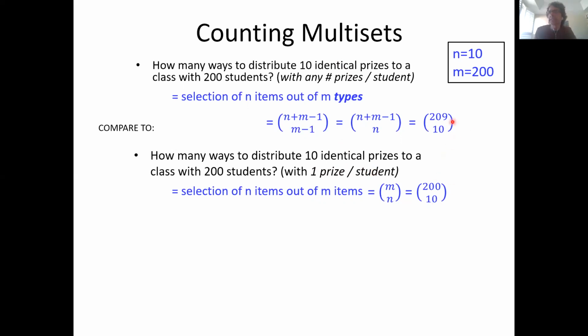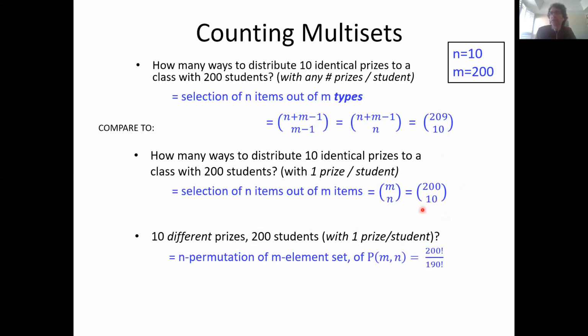This, by the way, is a smaller number, right? Because if you are allowed repetitions, then the number of selections will increase. And if you have 10 different prizes for 200 students, then it's like this, except it's ordered. So it's 200 factorial over this whole thing, multiplied by 10 factorial, right, which is this.